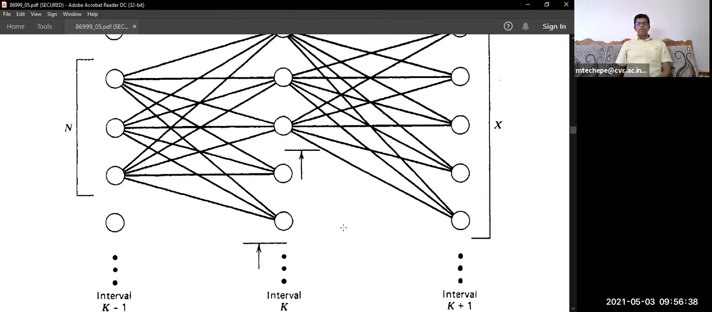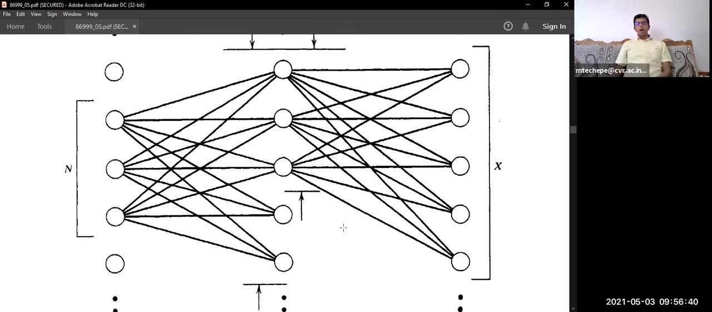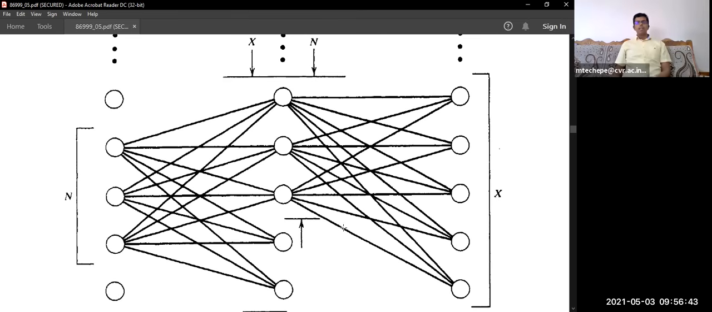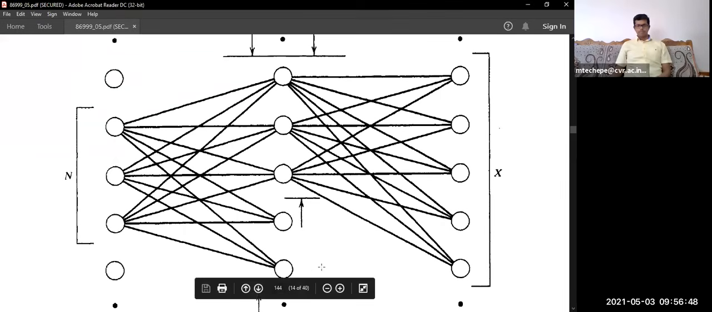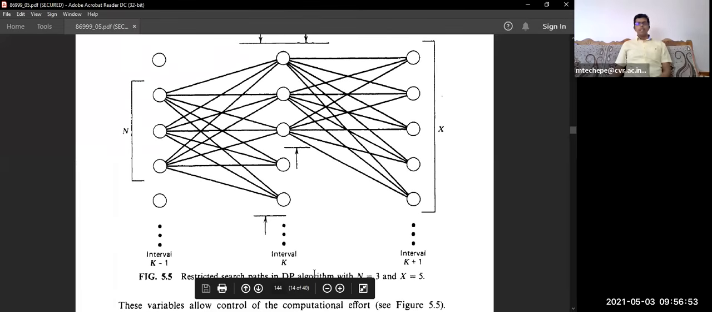Next, coming to the combinations, this is of the neural network. A neural network in common consists of one input layer, a hidden layer, and an output layer. Generally, this is the input layer, this is the hidden layer, and this is the output layer. This is a single hidden layer neural network.